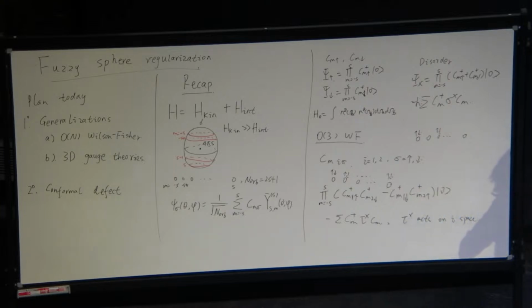So to be honest, I don't fully understand the anomaly on the fuzzy sphere. We should first understand that part. We only understand it in a few cases, what the anomaly looks like and so on, but we don't have a general understanding. Okay, so that's all I want to say about Wilson-Fisher. Is there any question regarding this part?